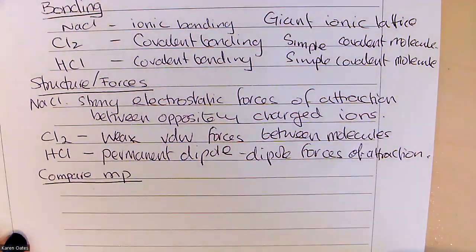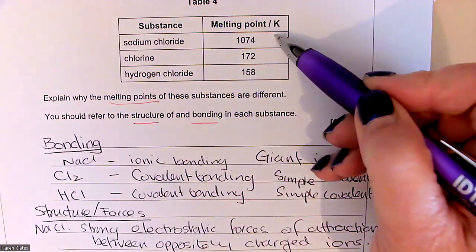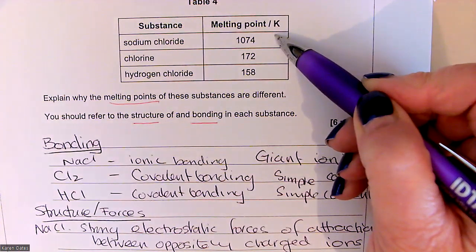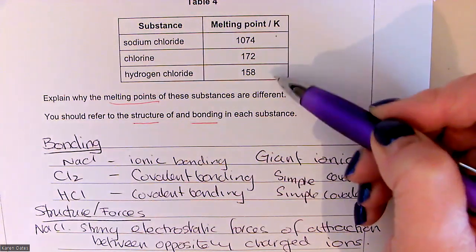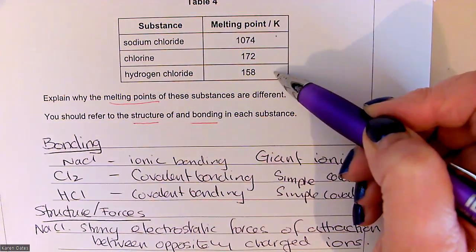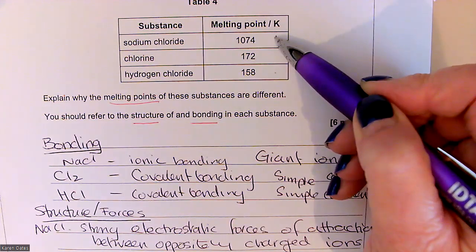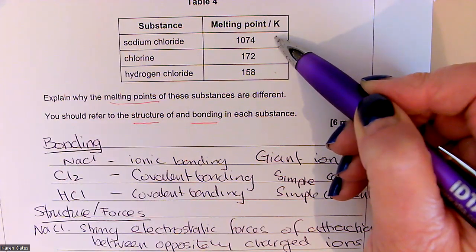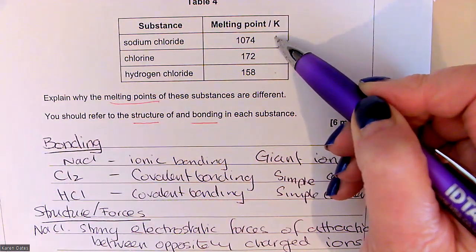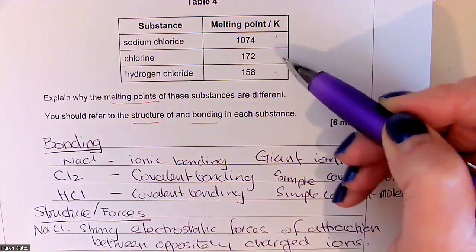So if we compare the melting points, what we can see from up here is that the ionic bonding is much, much stronger than the other two types of bonding, because it's going to take a lot more energy to melt our molecule, and so the melting point is much higher. And we can write that below.